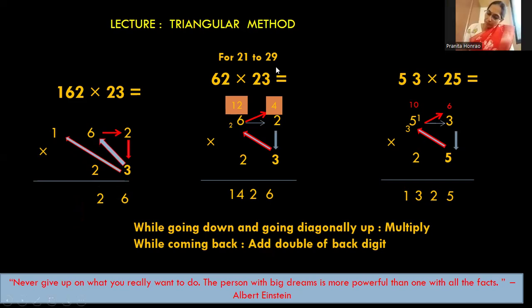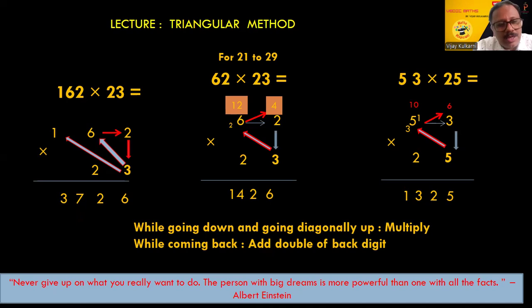Now 3 times 1. What is 3 times 1? 3. 3 times 1 is 3. 3 plus the double of 6: 12. 12 plus 3 is 15. Write down 15.